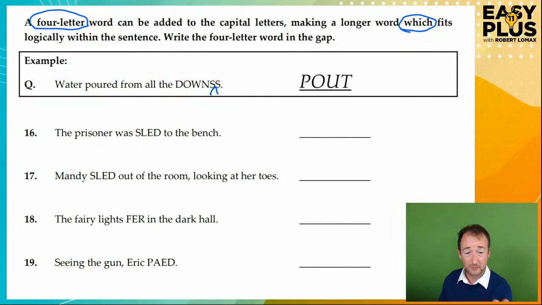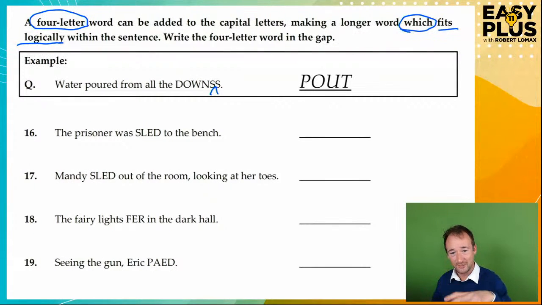You might find possible answers that don't have a four-letter word. They will not be correct. The word can be added to the capital letters, making a longer word that fits logically within the sentence. There's something important here I want to point out: fits logically within the sentence. That's important because you might find possible answers that make a sentence that's kind of nonsense, and you're not looking to do that. You want something that makes sense in the light of everything else that's there. If you come up with a possible answer that does go with the letters but doesn't make sense in the sentence, it will not be right and it will get a cross and no mark.